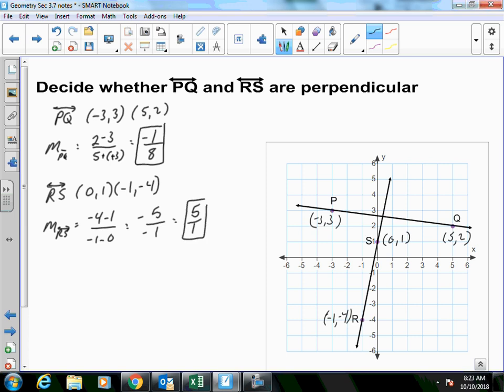So really and truly at this point we ought to be able to tell that they're not perpendicular, but we can go ahead and multiply them. -1/8 times 5 over 1, it's going to be -5/8, which is not equal to -1. And so since it's not equal to -1, we know that the lines are not perpendicular.